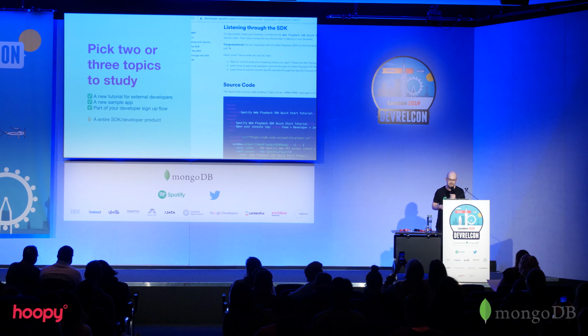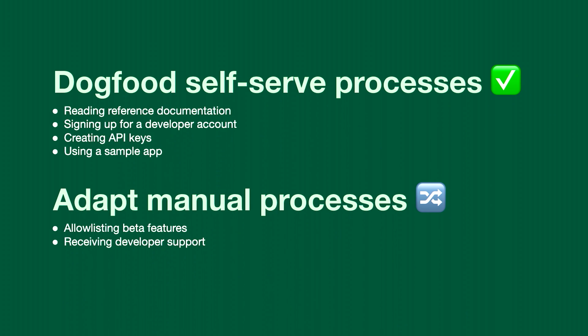Focusing on a small area really helped me put the feedback into context and make it actionable for the product team. Another tip that I think is really important is to be super aware of which resources your internal developers use when they build their hacks.